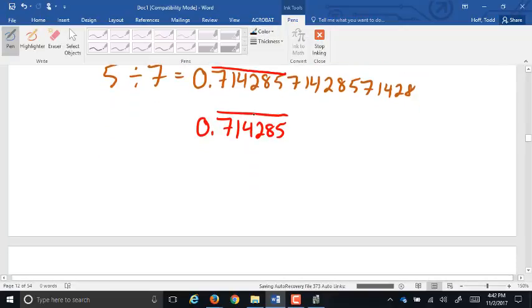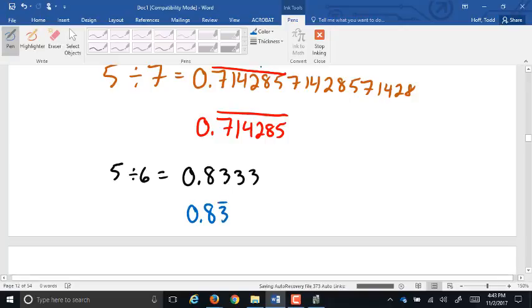How about 5 divided by 6? What do we get? Yeah, 0.83333. So the 8 doesn't repeat, it's the 3s that come after it that repeat.